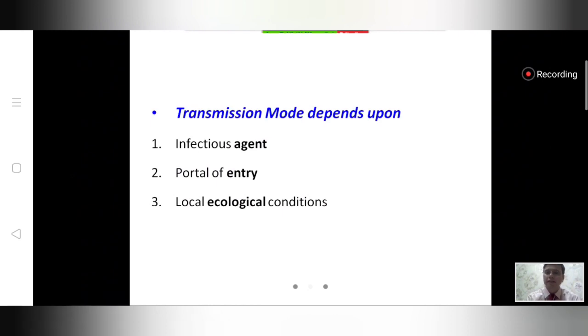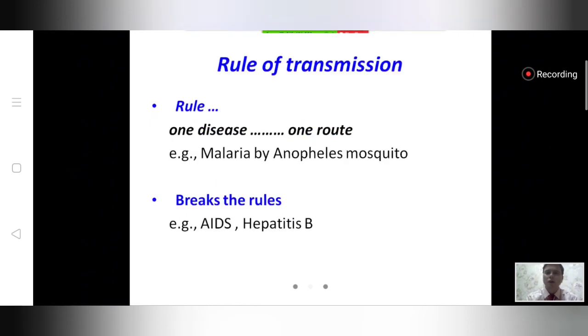Let us see in overview what the different transmissions are and what rules are followed by that agent to actually cause infection in the host. Rule number one: one disease, one route. Take malaria, which is caused by the Anopheles mosquito. There is no other way malaria is spread. The Anopheles mosquito is the carrier or vector, infected by Plasmodium species, and it carries the parasite to the human host and causes disease. So that is one disease, one route.